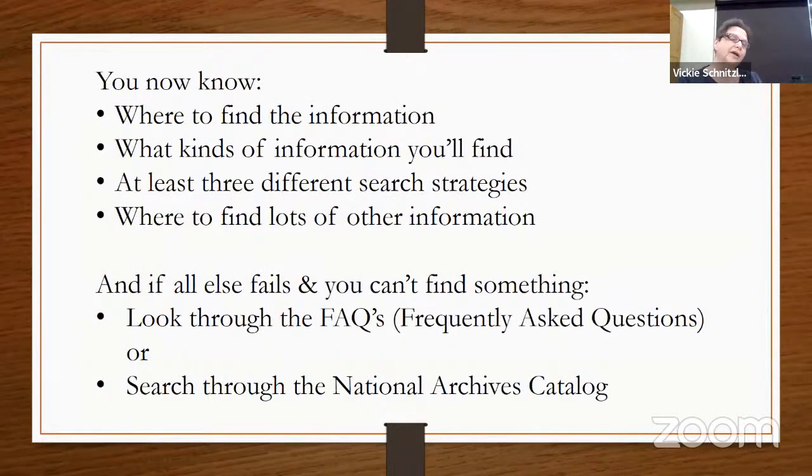Okay, we're getting to the end. Hopefully by now you've been able to figure out where to find your information. You can go into the National Archives, or you can go into these other sites like Ancestry or Family Search, those types of things. What you're going to find there might be different from site to site. And again, what kinds of information you'll be able to find by using the whole schedule that we went through on the National Archives. We talked about at least 3 different search strategies of using the National Archives name feature.